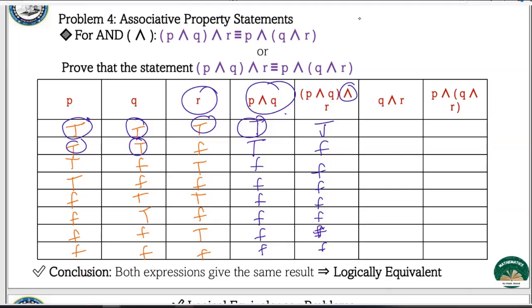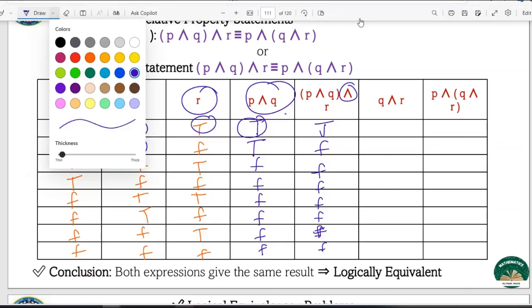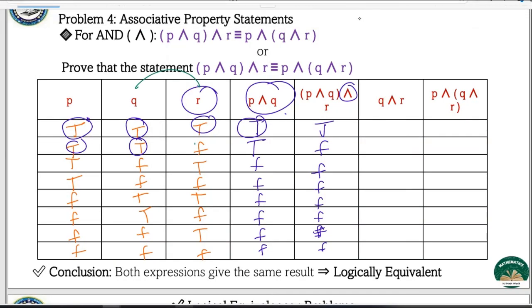Then we have Q and R. We'll just check for Q and R now. What is Q and R? We have to check in these two. Q and R, T and T, it is T. We'll just see T and T, it is T. Then we have here T and T, it is T. Otherwise, it is all false. We have false for the remaining ones.